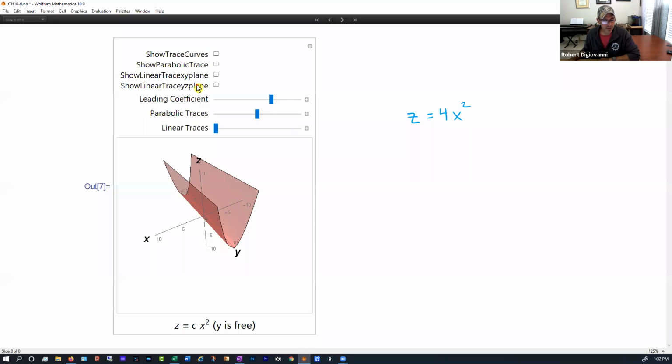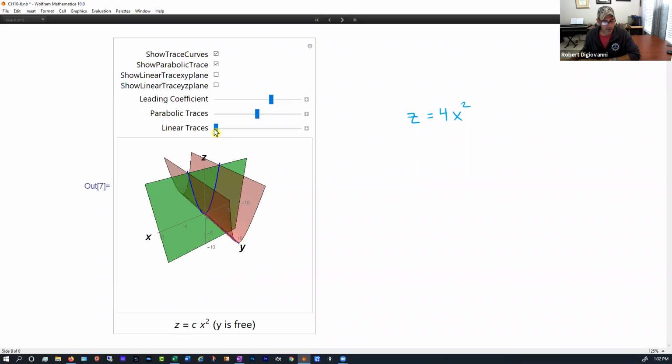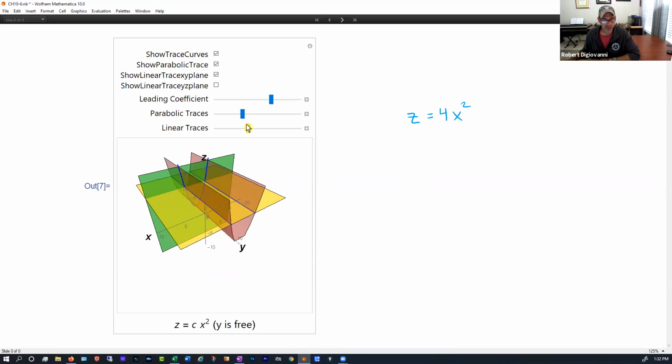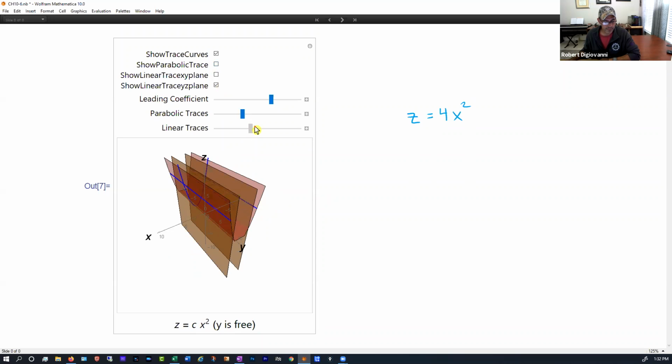Now, let me show you what these traces look like. Every time I do a cut, if I cut it with an XZ plane, no matter where I am, I'm gonna have parabolas. If I cut it with the XY plane, which is the ground, and I bring that up, you see that as I bring that up, I'm gonna hit this surface and it's gonna be lines. And then if I cut it with that plane, let me take the others out of there. Cut it with planes going that way, right? Almost like vertically, I'm gonna have lines there also.